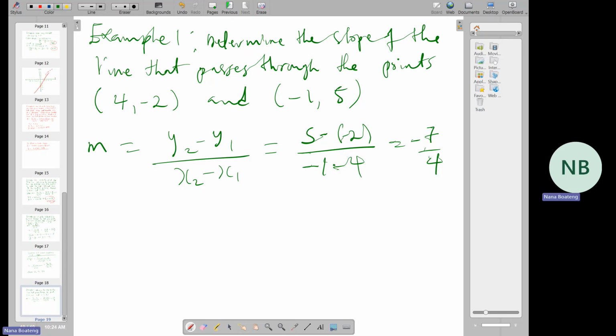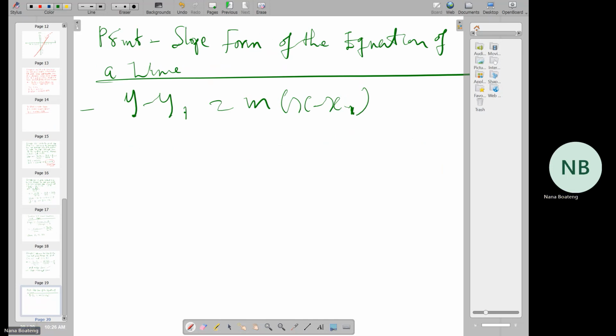The point slope form of the equation of a line: the equation of a non-vertical line with slope m that passes through the point x1, y1 is given by y minus y1 is equal to m times x minus x1. So let's take an example.